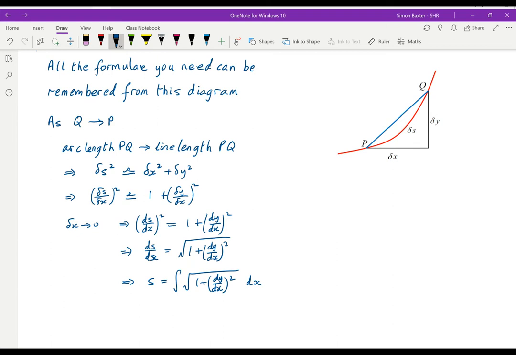We could have done exactly the same thing, dividing through by delta y, and you'd have got ds by dy, you'd have got (dx by dy) squared, and you'd have got 1, and we could have had, in exactly the same way, s is equal to the integral of root 1 plus (dx by dy) squared dy.